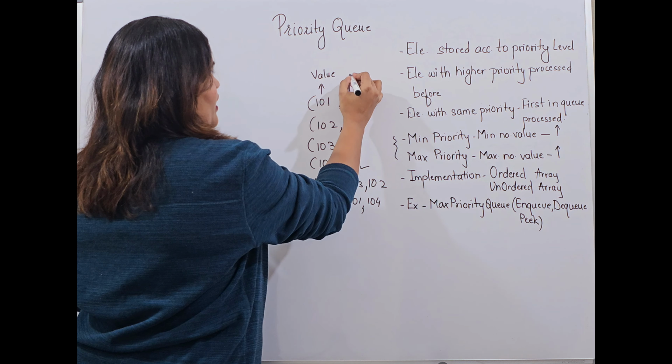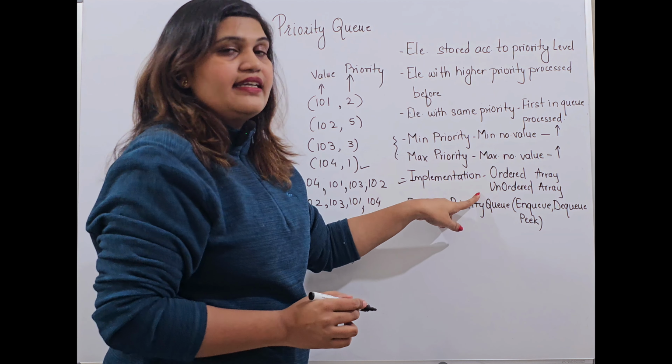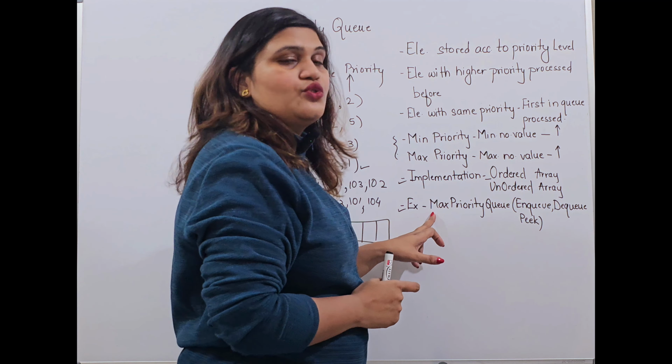Based on what you're trying to apply priority on, whether it is the maximum value or the minimum value, you will decide which value is to be processed. Next is implementation. If we talk about implementation, there are two ways of implementing it: one is ordered array and second is unordered. In our next video, we'll see a program which will perform this particular operation. So that is about priority queue.